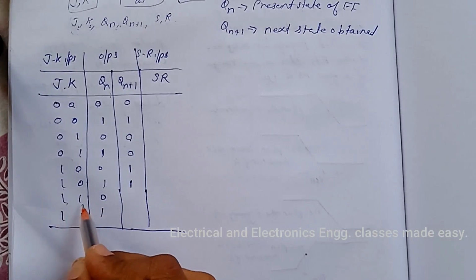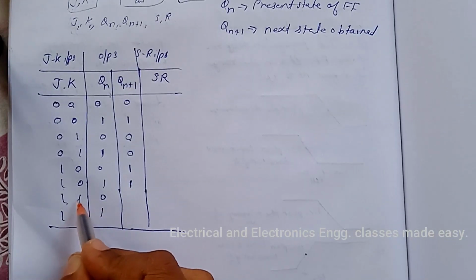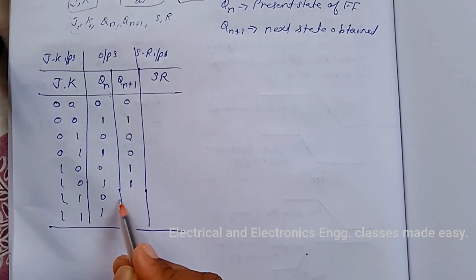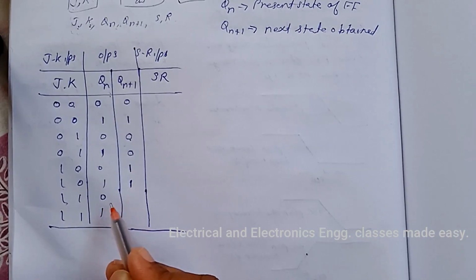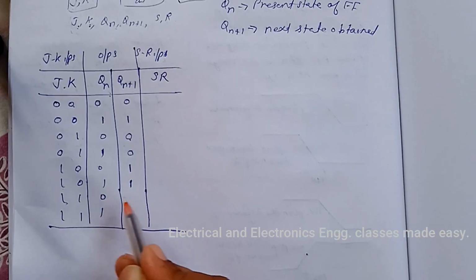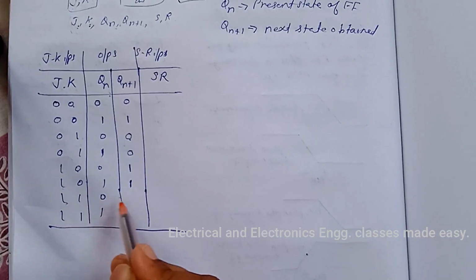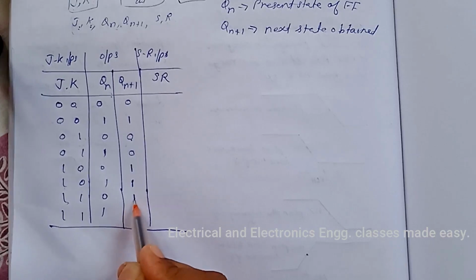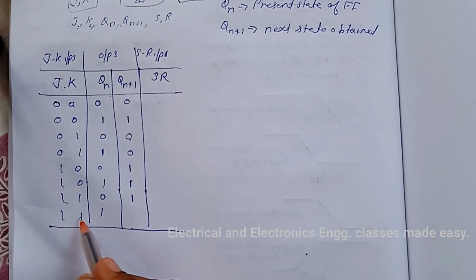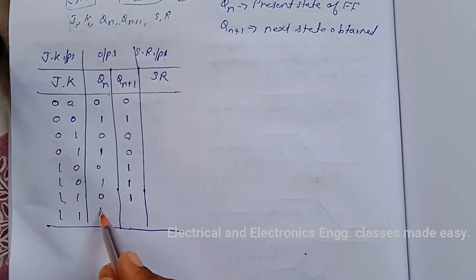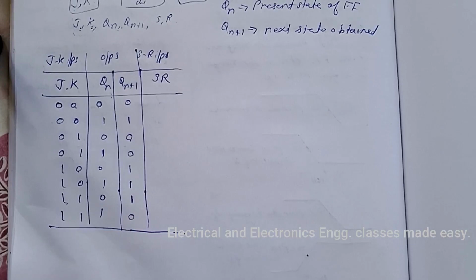Next is 1, 1. 1, 1 to JK input means the output will toggle. Toggle means the output will change to the opposite state of the present output. That is, here it is 0. Then 1, 1 to JK means the output will toggle, so 0 changes to 1. And here also 1, 1 to JK input, that is, the output toggles, so here 1 changes to 0.